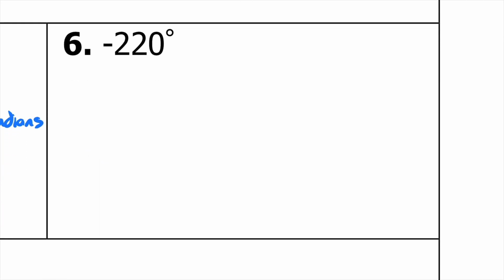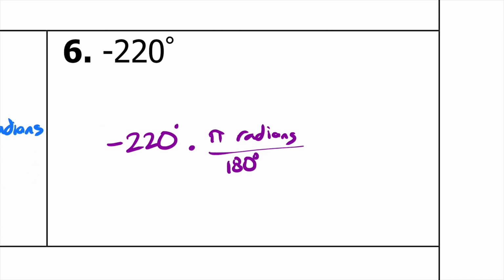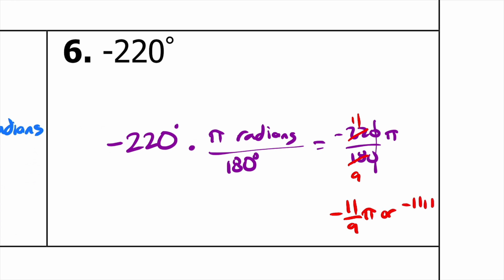We have negative 220 degrees. This formula works with negative degrees, because you can also have negative radians. So if we put negative 220 degrees into the formula, we multiply by pi radians over 180 degrees. So we have negative 220 over 180 pi. The zeros cancel out. 22 and 18, I can divide both of them by 2. So that's 11 over 9. So I have negative 11 ninths pi, or negative 11 pi over 9 radians.